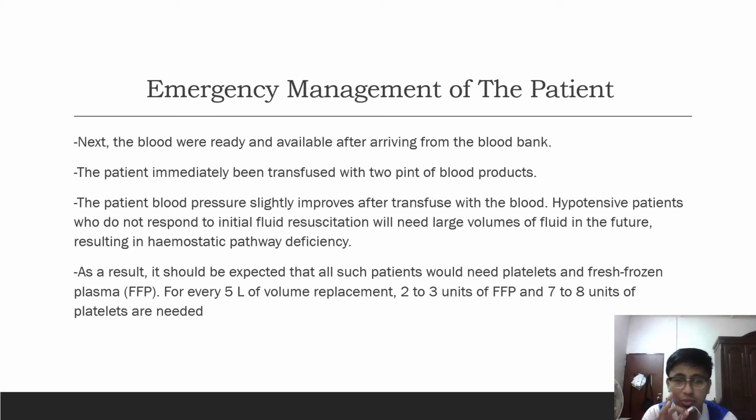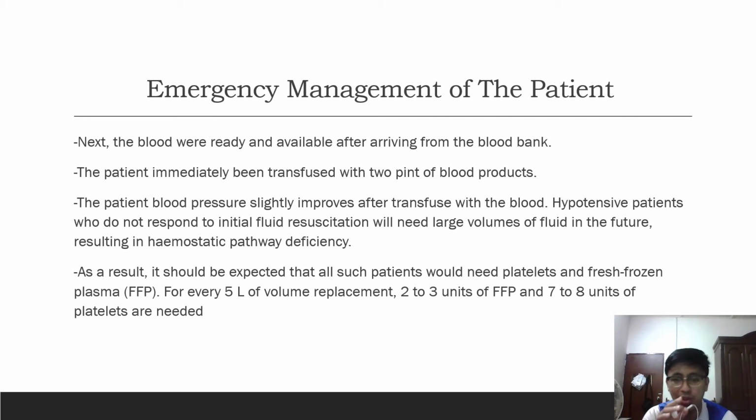Hypotensive patients who do not respond to initial fluid resuscitation will need large volumes of fluid in the future, resulting in hemostatic pathway deficiency. As a result, it should be expected that all such patients will need platelets and fresh frozen plasma (FFP) for every 5 liters of volume displacement.